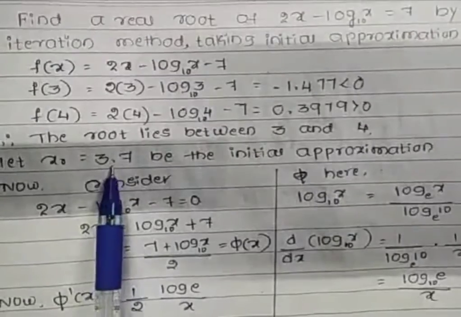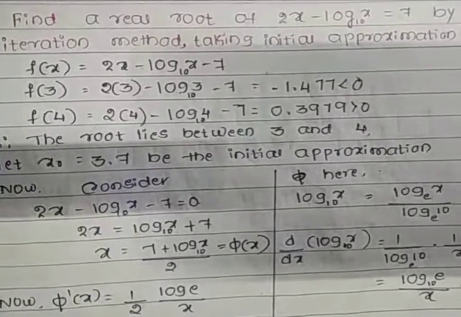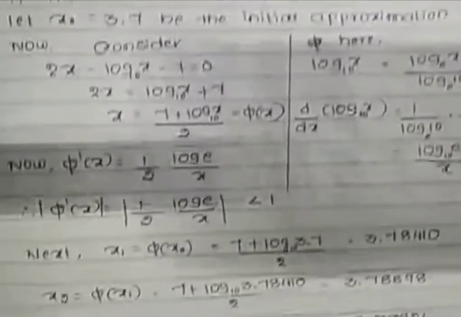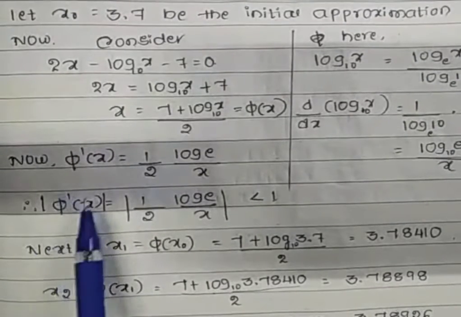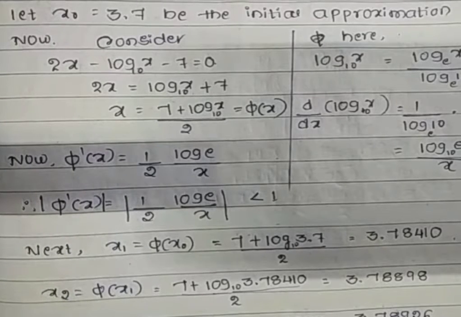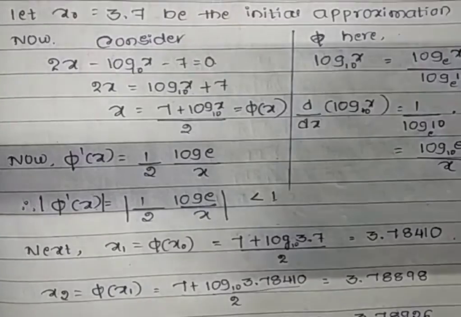So what is x naught here? x naught is 3.7. So when we replace x in phi dash of x with 3.7, does it give us a value less than 1 or not? That we need to check here.